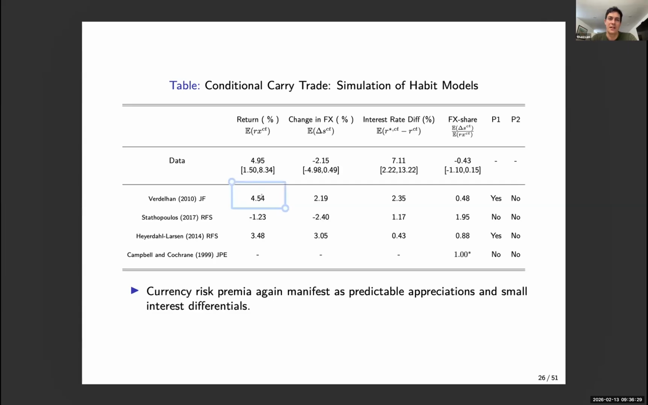So Adrien gets a large carry trade, but about half of it is coming from predicted appreciations of the high interest rate currency. And in the data, that's just not what happens. In fact, we try to find exchange rate predictability in the data, and we continuously fail. The same is true for the other models. They tend to have an FX share around 1.